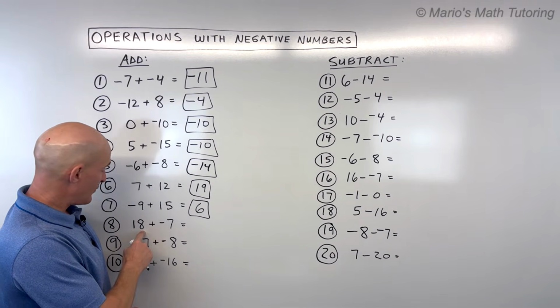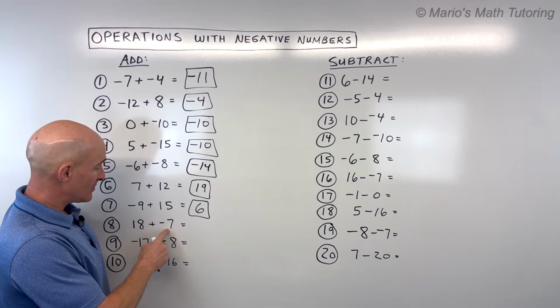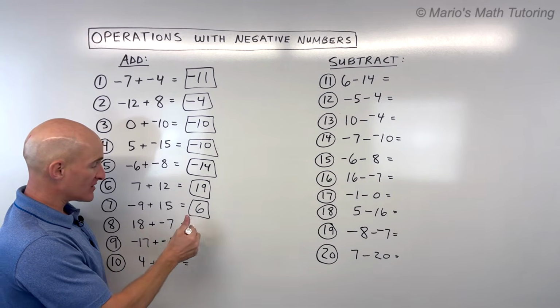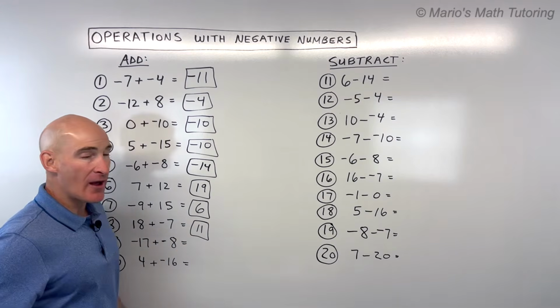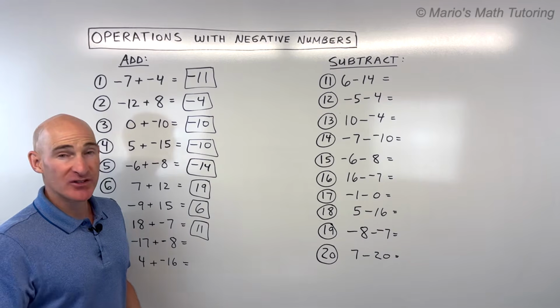For number 8, we've got 18 plus negative 7. Ooh, I've got more positives than negatives. How many more? 11 more. It's going to be a positive 11 because I have more positives than negatives. So after a while, you can go faster with this, right?